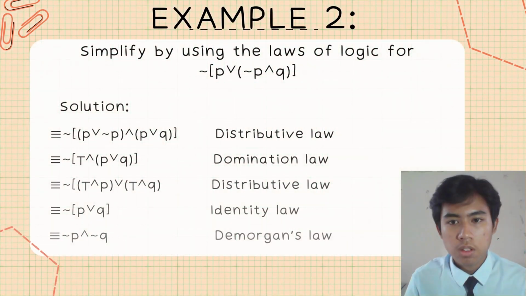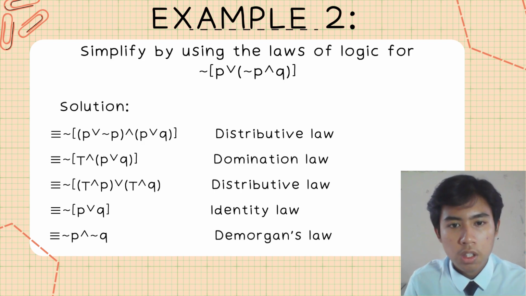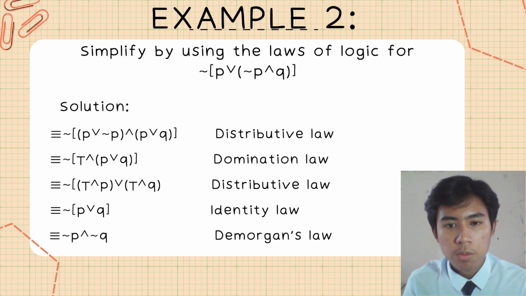For example 2, it states: simplify by using the laws of logic for negation P or negation P and Q. In the first step of the solution, we use distributive law, since we can see the P is alone, and we can distribute it inside negation P and Q. Next, we get combination law, because from the first step of the solution, we can see there is P or negation P. We can change it to tautology.